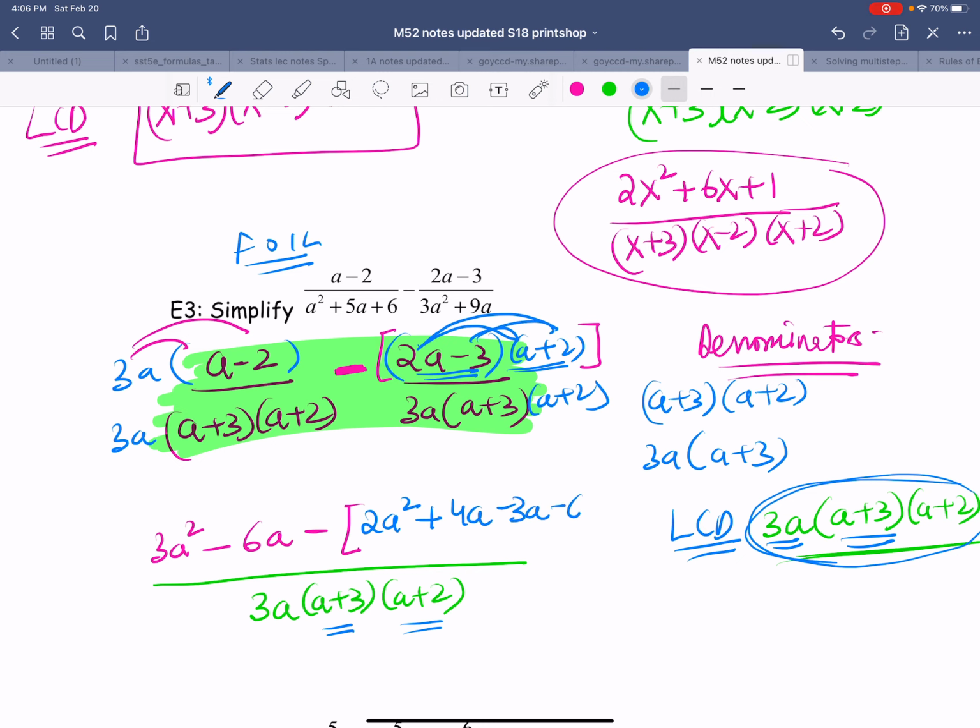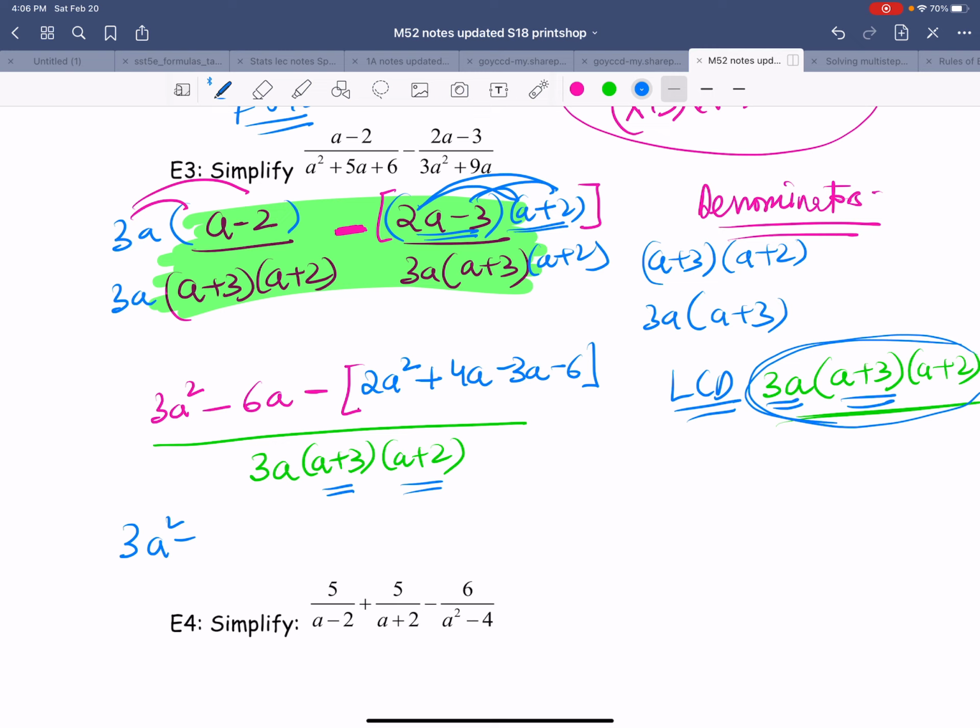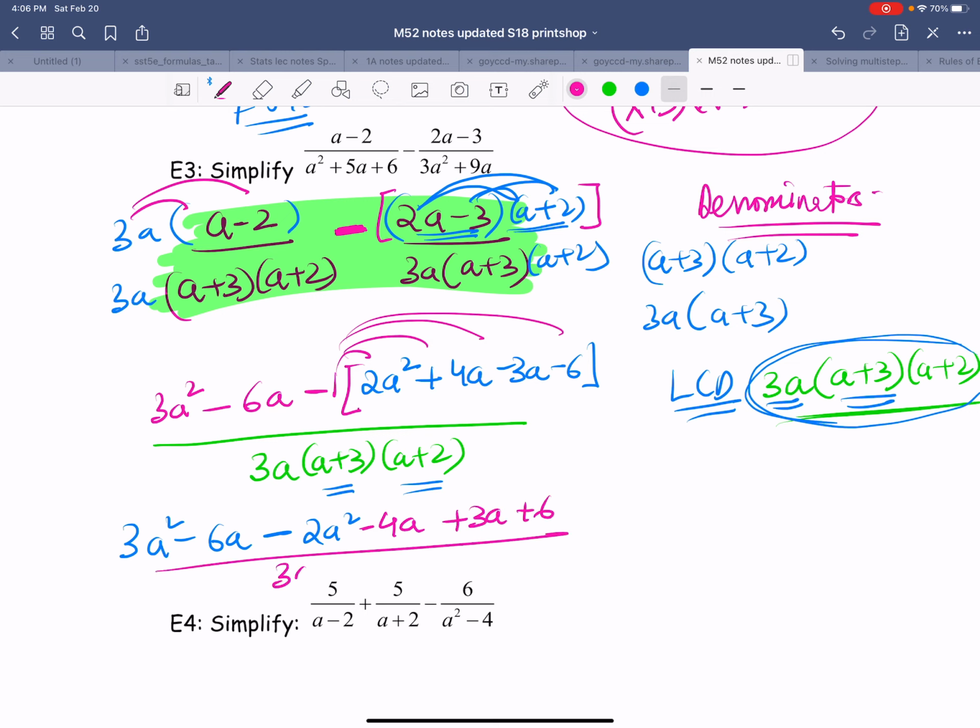Last times last is minus 6. All right, let's go ahead and combine the like terms, 3a squared minus 6a minus 2a squared. This negative sign is going to turn everything into opposite, and then I will combine the like terms. Minus 4a plus 3a plus 6 divided by 3a times a plus 3 times a plus 2.